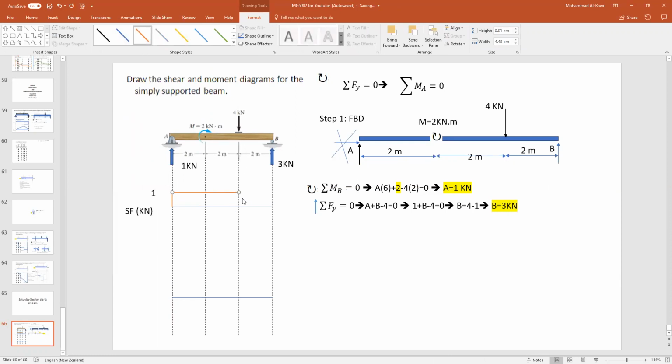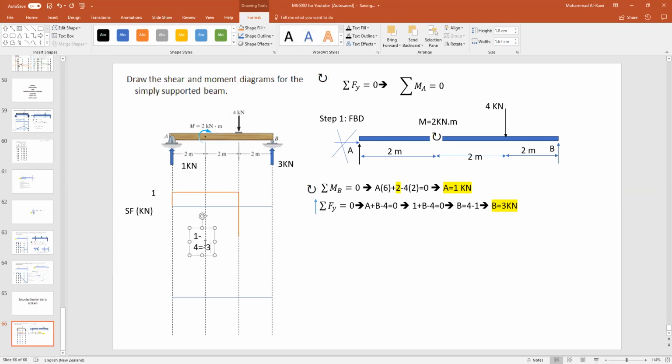So now here is 1, and there is an arrow of 4 kilonewtons going downwards. So it will be 1 minus 4. The answer is minus 3. Therefore, I need to move downwards with a value of 3. I'll write the equation here: 1 minus 4 is equal to minus 3.